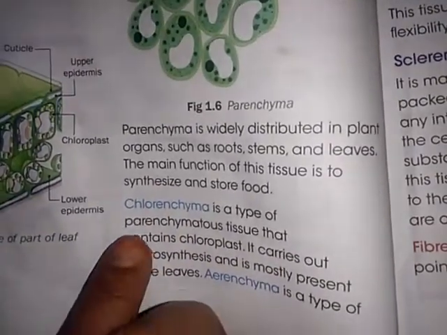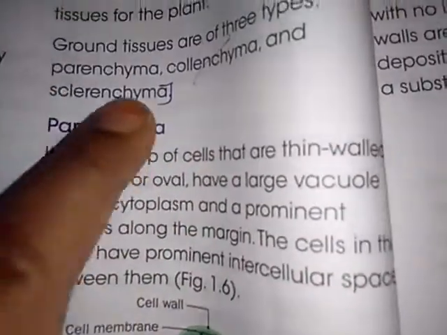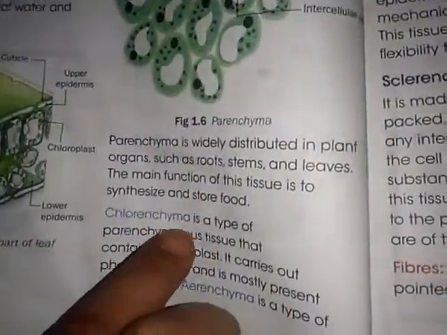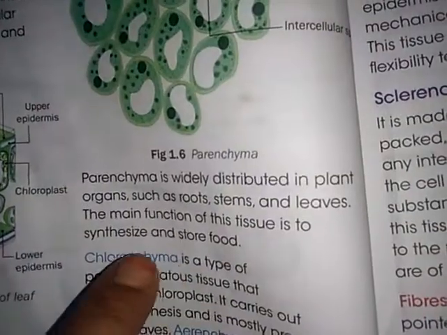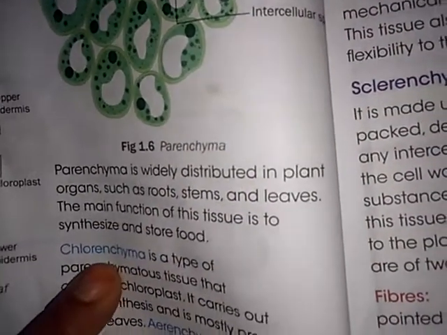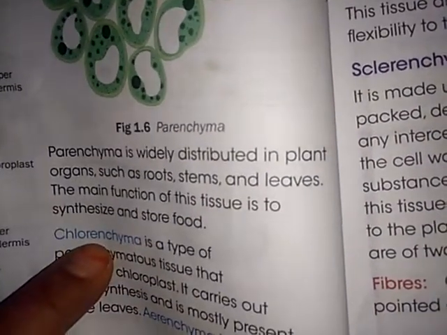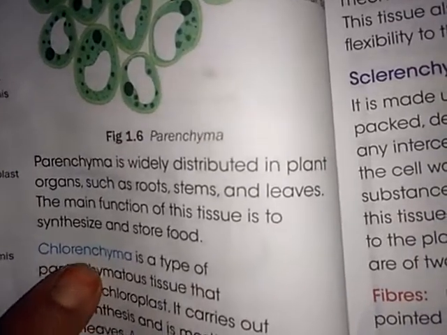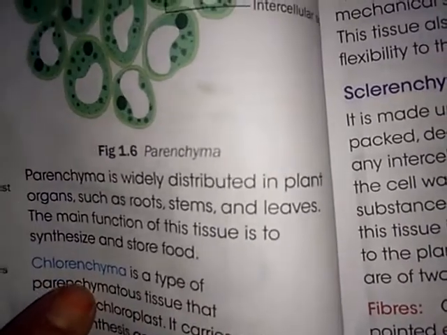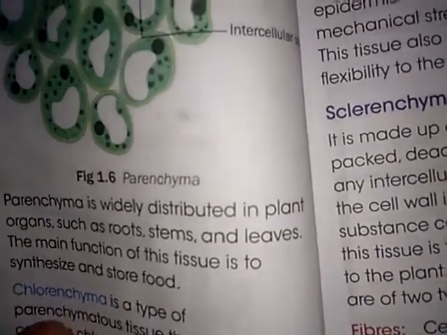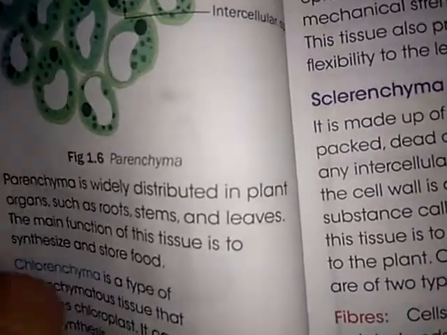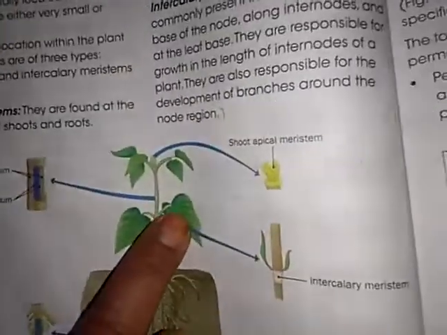See again, Collenchyma is a type of parenchyma tissue. It contains the chloroplast pigment. So it is called Collenchyma. This type of pigment is present here. Chlorophyll pigment. Where is chlorophyll pigment present? In the leaf.